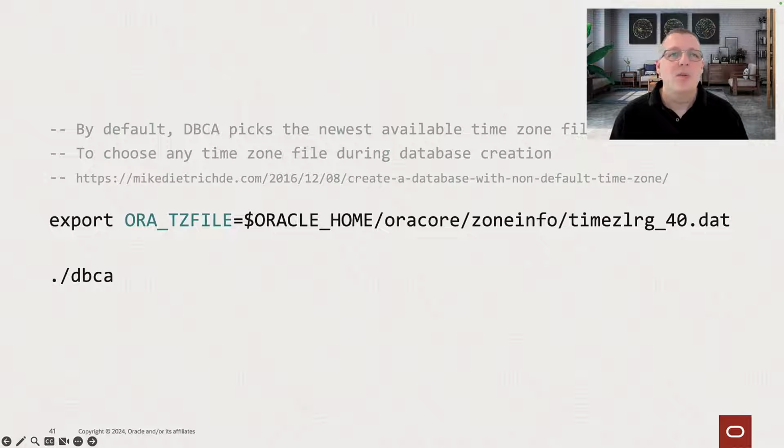By default, DBCA will pick the newest available time zone file in the Oracle home. If you need to change this, we have an environment variable, ORA_TZFILE, you can set to a specific time zone file version, and then you can run DBCA.